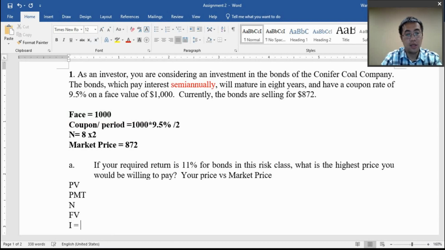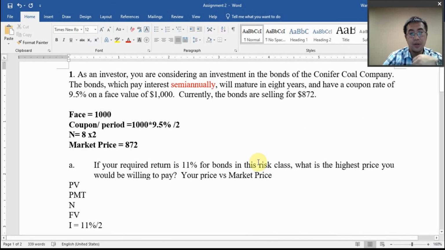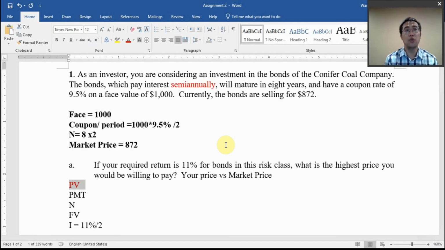Your interest rate is annualized at 11%, but you are doing this work on a semi-annual basis, so you need to divide the 11% by 2 to get a periodical semi-annual rate, and then you solve for your price. If your price is greater than the market price, let's say with all this work done, you solve for the present value, and let's say it is $900, that's greater than the 872 market price, then you think this bond is worth more to you compared to the market price.